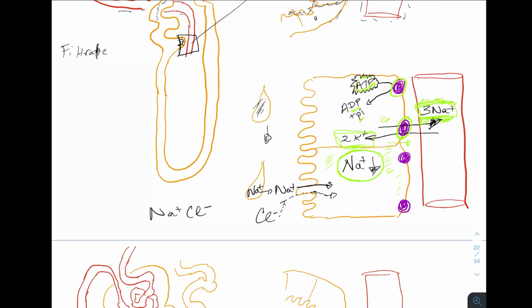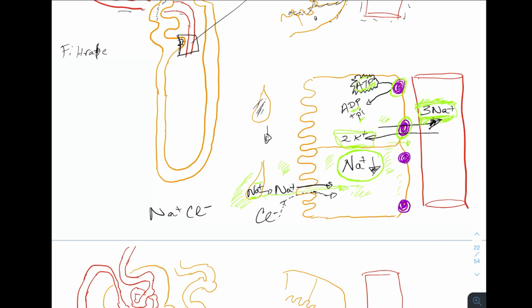That's going to create a gradient of a lot more sodium outside the cell, right? Outside the cell, there's going to be a lot more sodium than inside. And this is going to cause a type of drag force where whatever sodium is inside the filtrate will get dragged into the cell. And that's because it's going to be in higher concentration, right? These are simple laws of diffusion. There's going to be a higher concentration of sodium in the filtrate than inside the cell. And so the sodium will get dragged inside.